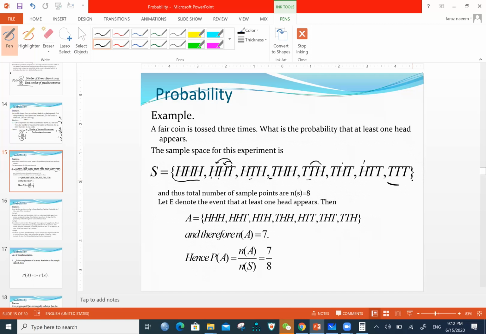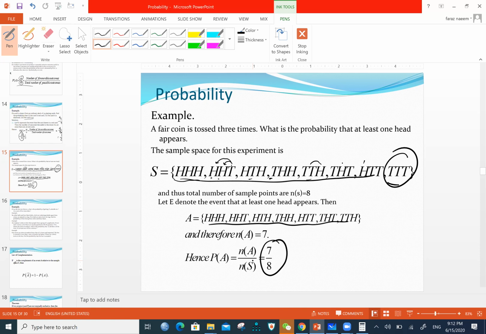This is a technique to list down all the possibilities when you toss 3 coins. Now the question is, what is the probability you get at least one head? In all these options, we are getting at least one head except this one. So we list down all the possibilities where we are getting at least one head. These are 7 out of 8. So the probability is 7 over 8. Is that clear?